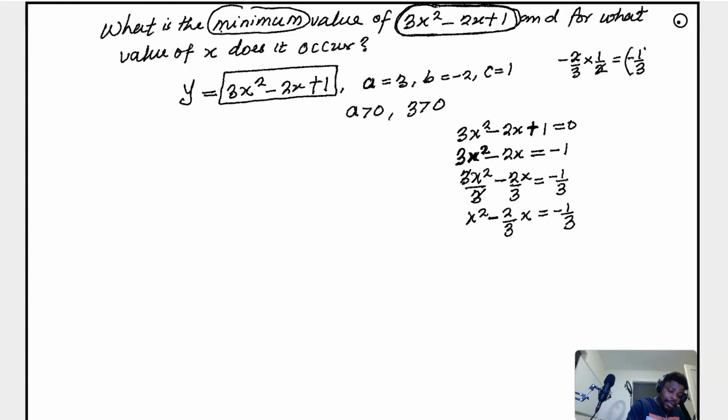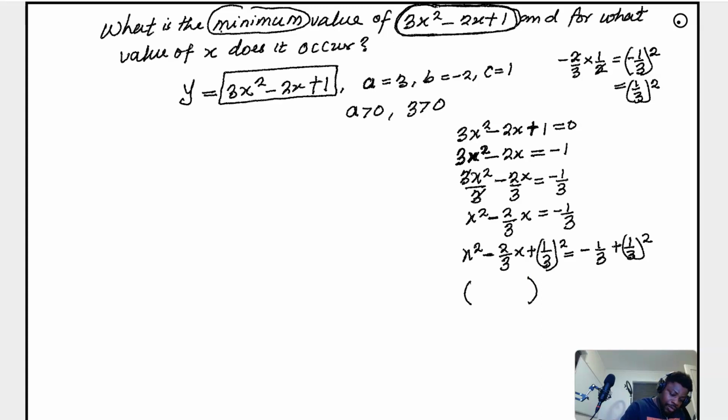And you square it and add to both sides. So this is x squared minus 2 over 3 x. I'm adding what to both sides? This is something as 1 over 3 squared. So I'm adding 1 over 3 squared to both sides. So I'm adding it to the left hand side and I'm adding it to the right hand side. Okay? So here, you already know how to do this. So this is 1 over 3 squared.